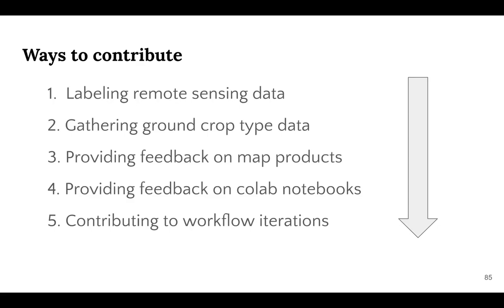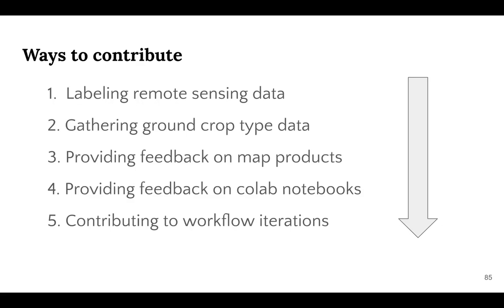Gathering ground crop type data is another way that people can contribute. We can't collect crop type data the same way that we collect crop/non-crop data, because it's harder to tell using remote sensing data. So gathering it on the ground is something we can use help with. Providing feedback on our map products is another way that people can contribute. Providing feedback on the Colab notebooks, they're very much in beta stage right now.